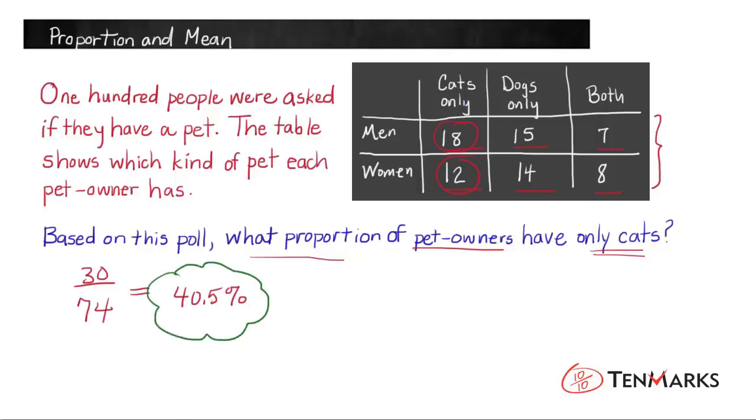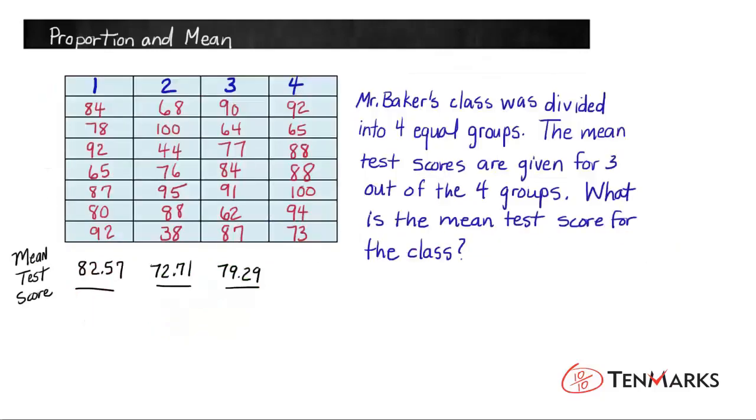Let's take a look at one more, and this one will have more to do with the mean. Mr. Baker's class was divided into 4 equal groups. The mean test scores for 3 out of 4 of the groups are given down here at the bottom of the table. For Group 1, it was about 83%, for Group 2, about 73%, and for Group 3, about 79%. The question is, what is the mean test score for the whole class?